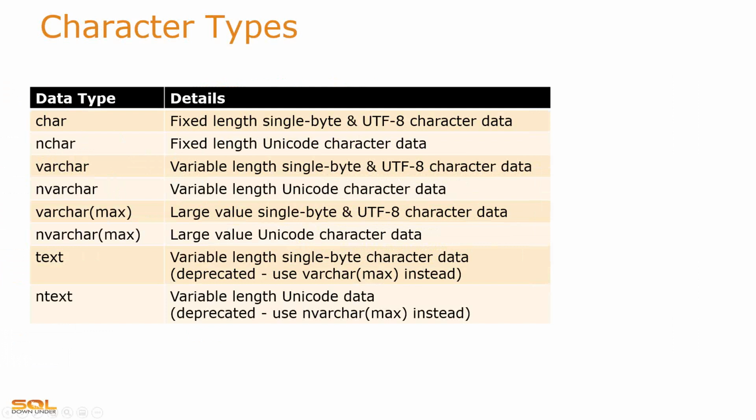So the limits we had before were that varchar could be up to 8,000 characters, or 8,000 bytes, we'll discuss that in a minute, and nvarchar could be up to 4,000 byte pairs or double byte characters long. These ones, varchar max and nvarchar max, can be up to 2 gigabytes of data. And so they can handle really, really substantial size things.